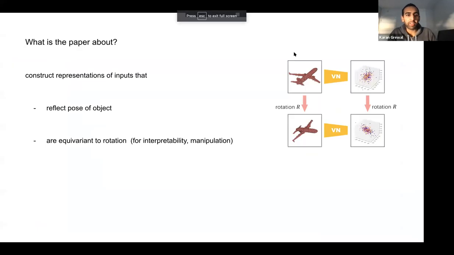So what is the paper about? They're constructing representations from their inputs that reflect the pose of the object and also satisfy some interesting properties, such as mainly equivariance, which I'll get into. And just like in the paper Heiko talked about, they have these point clouds, and that's what they're working with, constructing these representations such that as you rotate the object in a certain way, the representations will also reflect that rotation. So there's a lot of interpretability there too.